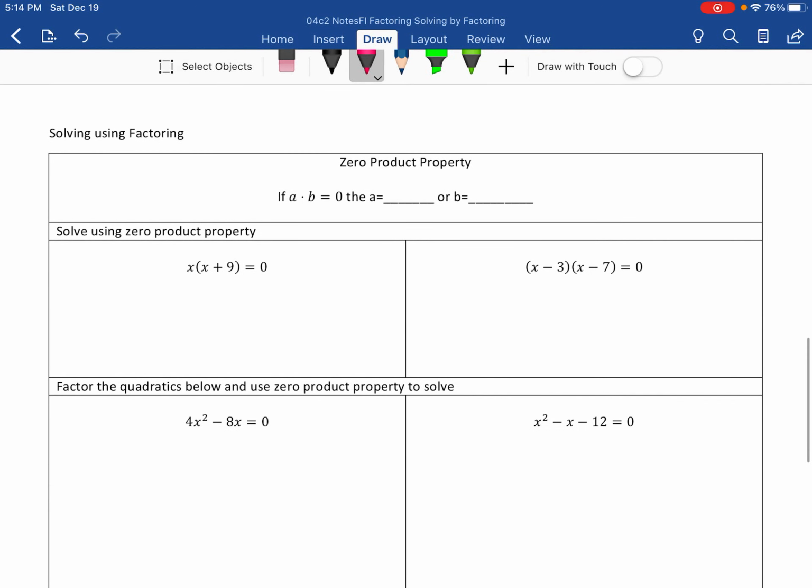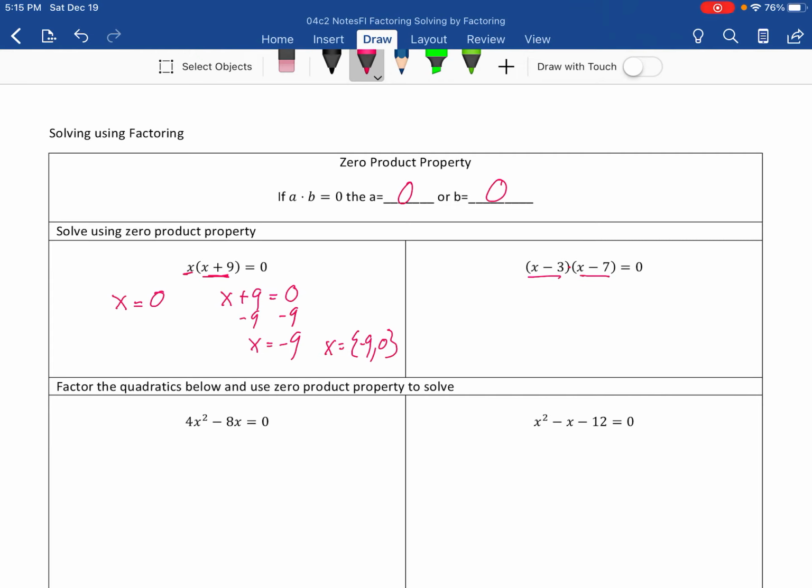Okay? So basically, the zero product property says if A times B is 0, then A has to be 0 or B has to be 0. So for this right here, I'm multiplying two things: an x and an x plus 9. If they multiply to be 0, either x is equal to 0 or x plus 9 is equal to 0. And so you set it equal to 0 and you solve. And so I can find my solutions to my quadratic. I know my solutions are going to be -9 and 0.